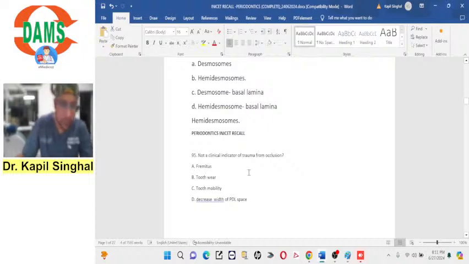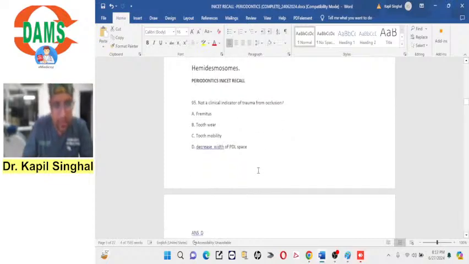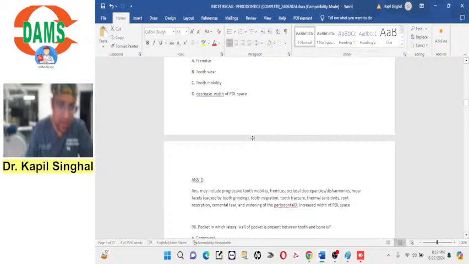Next question. Not a clinical indicator of trauma from occlusion. In trauma from occlusion, the fremitus test can be used. Yes, tooth wear is also an indicator. Tooth mobility is also an indicator. Now, decreased width of pedial space? No, in trauma from occlusion, the pedial width is increased. So this is a wrong answer. So the answer here would be D.